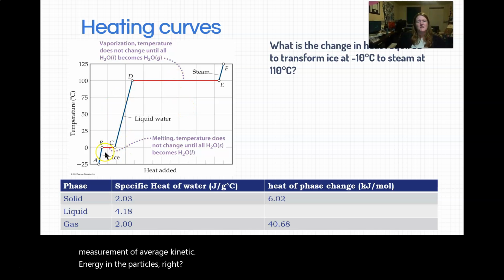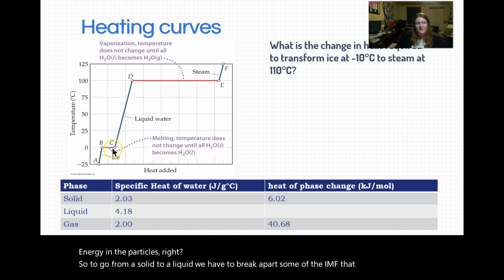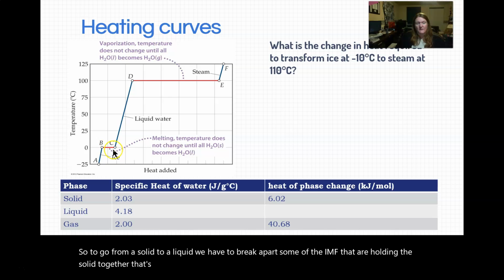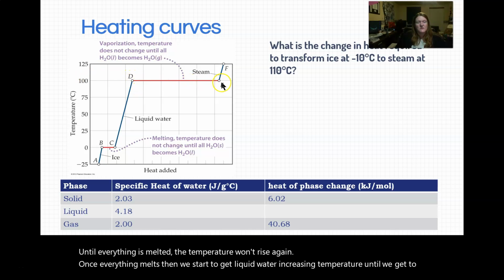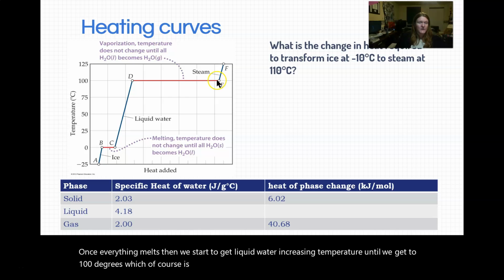So to go from a solid to a liquid, we have to break apart some of the IMF that are holding the solid together. That's where this heat is going. Until everything is melted, the temperature won't rise again. Once everything melts, then we start to get liquid water increasing temperature until we get to 100 degrees, which of course is the boiling point of water.